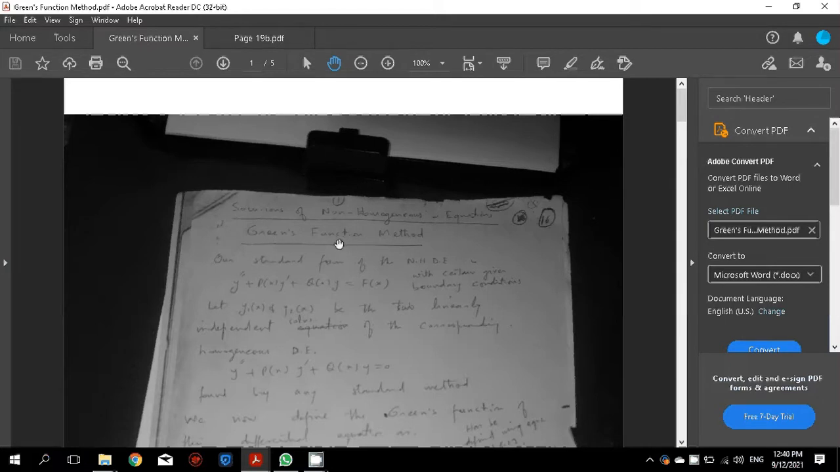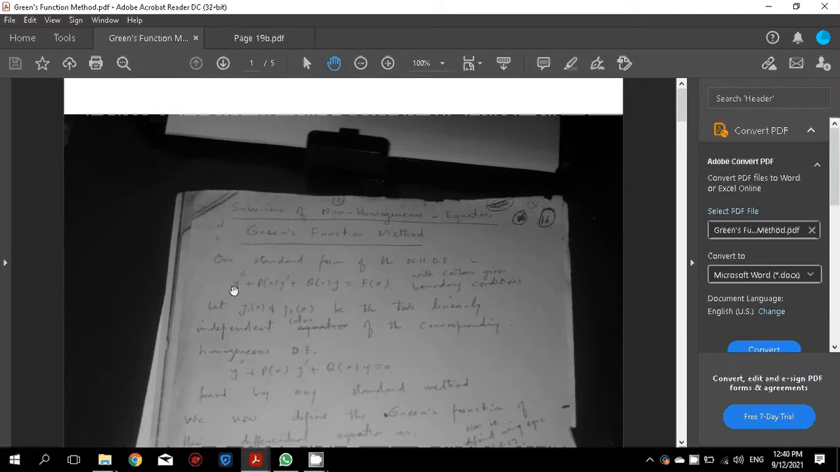Green's function is defined for a differential equation, and the standard form of the non-homogeneous differential equation is y'' + p(x)y' + q(x)y = f(x). So we have this term on the right hand side, which is in fact the source term, as I told you in my previous lecture.